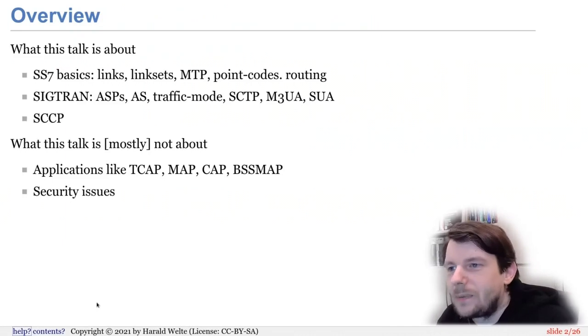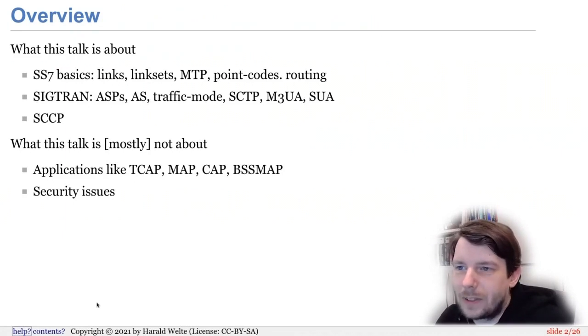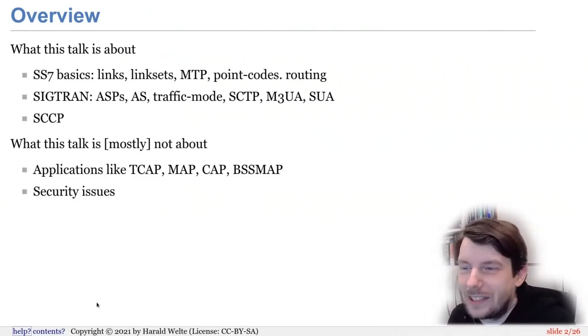We will not be speaking a lot about the applications that use SS7, like TCAP, MAP, CAP, BSS MAP, and so on in cellular networks. We will also not be talking about, at least not a lot about, security topics. So this really is, let's say, the bottom half of SS7, or I would say the bottom 2/3 of SS7 that will be covered here.